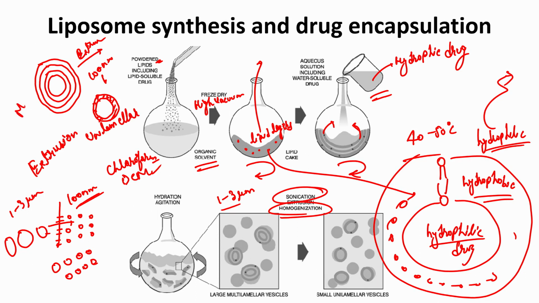Whereas, these ones are multilamellar vesicles. So, these are called MLV and this is called single or unilamellar, so SLV or ULV. So, that is how you get various sizes of liposomes as well as various drug encapsulated both in hydrophobic and hydrophilic domains.